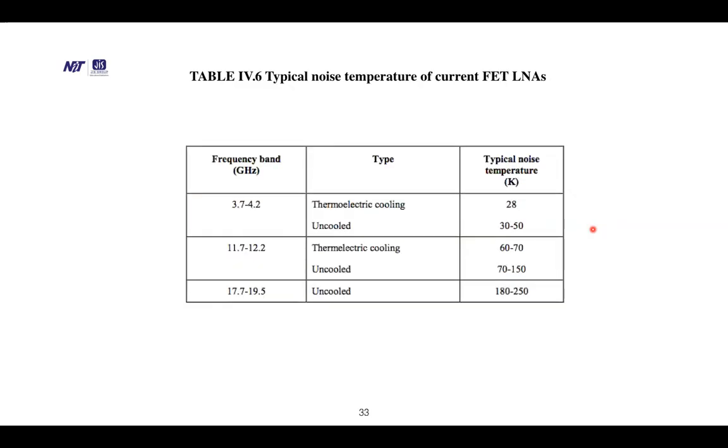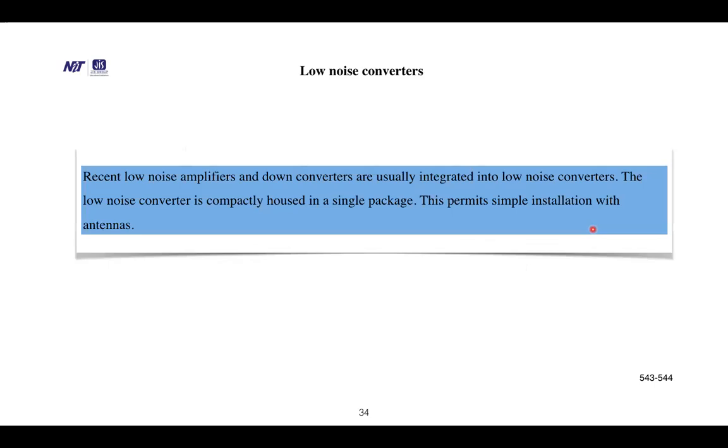Typical noise temperature of current FET LNAs, thermocooling, uncooled 28 and 3250 correspondingly for 37 to 42 GHz. For 11.7 to 12.2, thermocooling is 60 to 70, uncooled 70 to 150. For 17.7 to 19.5 GHz, it is uncooled 180 to 250 noise temperature.